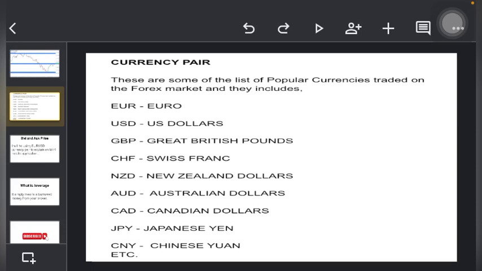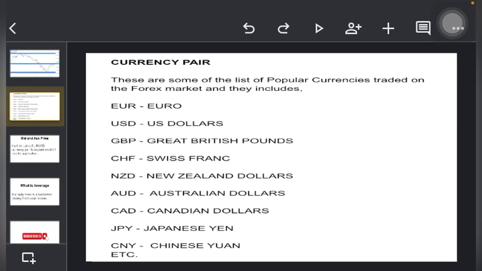And ETC. The ETC that I mean there refers to the exotic pairs. They are not the major pairs, they are not the major currencies. They are called exotic or minor currencies. They can put together other currencies that are not listed there with any of the currencies that are listed there. That is what is called a currency pair.